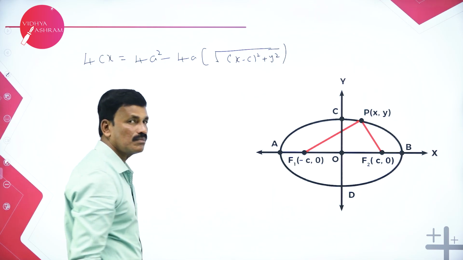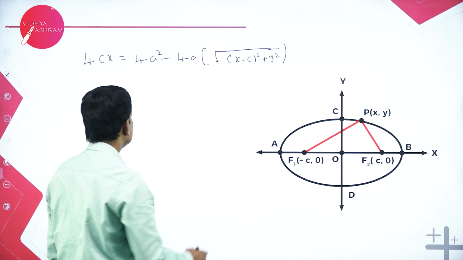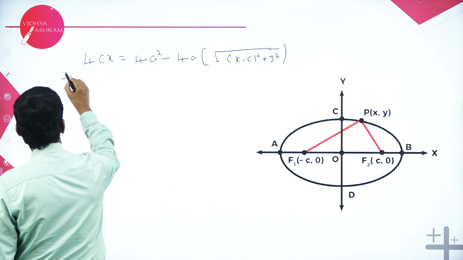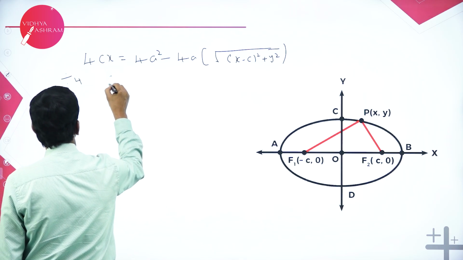These are the things remaining, right? Now if we divide by 4, what happens?